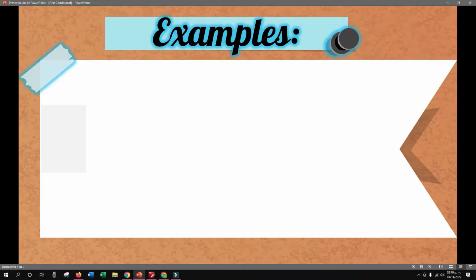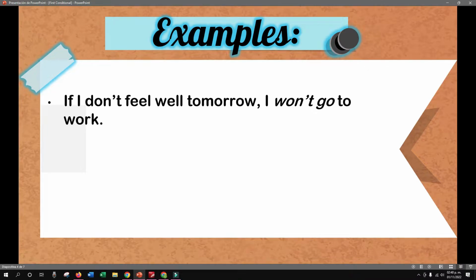Then, examples. If I don't feel well tomorrow, comma, I won't go to work. So, if you notice here, you have the if clause, don't, that is simple present, but negative, right? So, the complement and comma, I won't go to work. So, won't, that is future, but negative, right?